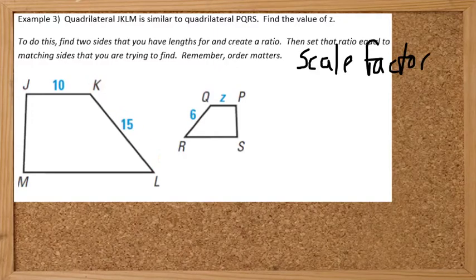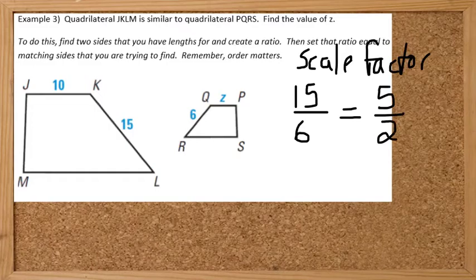So I'm going to put KL over QR as a ratio, so 15 over 6. And I'm going to reduce that to the lowest possible terms, because it's a pretty good idea to make sure our scale factors are always reduced. So that reduces down to 5/2. Now if we want to solve for any variable, we're going to set up any corresponding sides equal to 5/2.